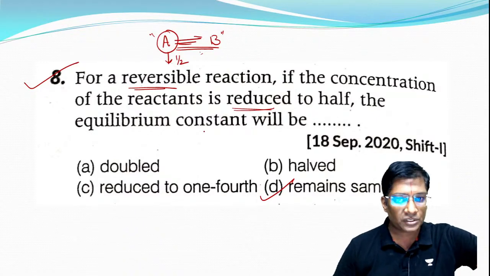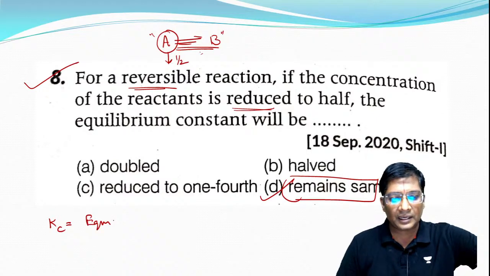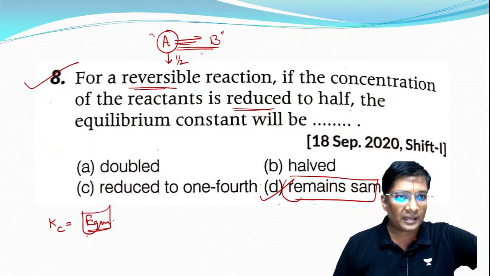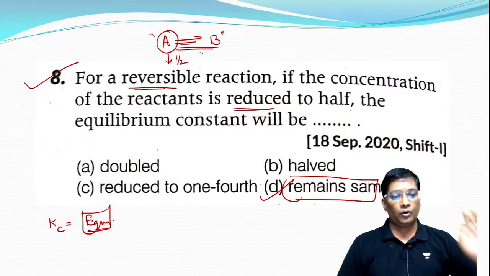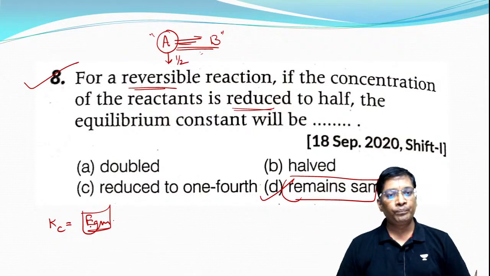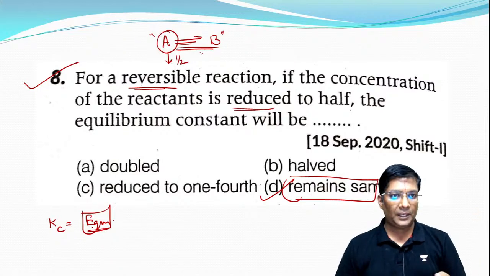So the equilibrium constant will remain the same, because the equilibrium constant Kc is only calculated at the equilibrium state, but not at the initial state. We do not discuss it at the initial state. We discuss the equilibrium constants with respect to concentration or with respect to pressure. That means Kc or Kp.